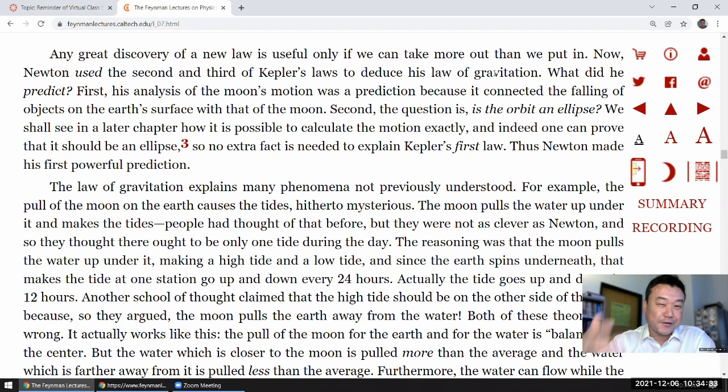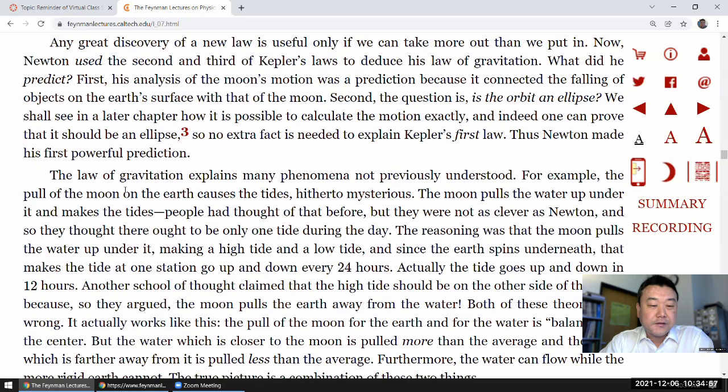And this is actually the part where you have to be good at calculus. And indeed, one can prove that it should be an ellipse. So no extra fact is needed to explain Kepler's first law. Thus, Newton made his first powerful prediction, reduced 3 laws of planetary motion down to 2, more or less. The law of gravitation.